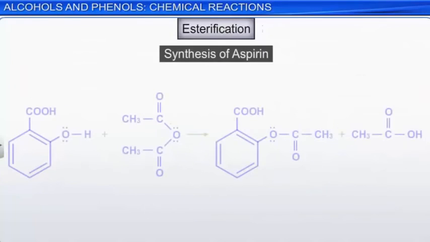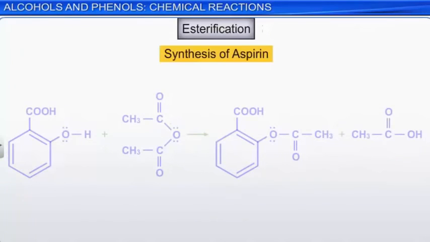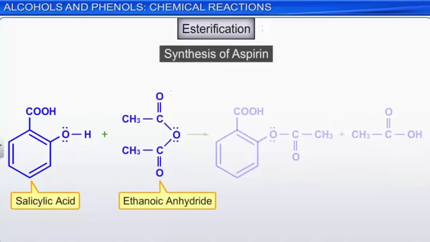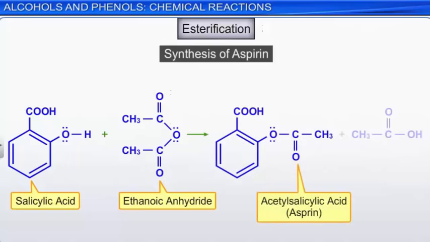One application of esterification is the synthesis of aspirin. Acetylation is the introduction of an acetyl group into alcohols and phenols. When salicylic acid, a carboxylic acid, is mixed with ethanoic anhydride, a carboxylic acid anhydride, acetyl salicylic acid, or aspirin, is the primary product. Acetic acid or ethanoic acid is also formed.